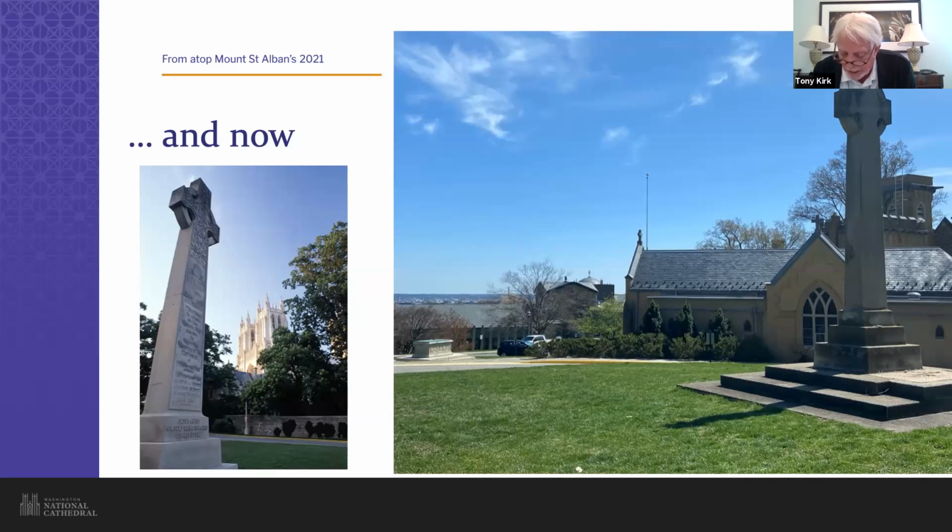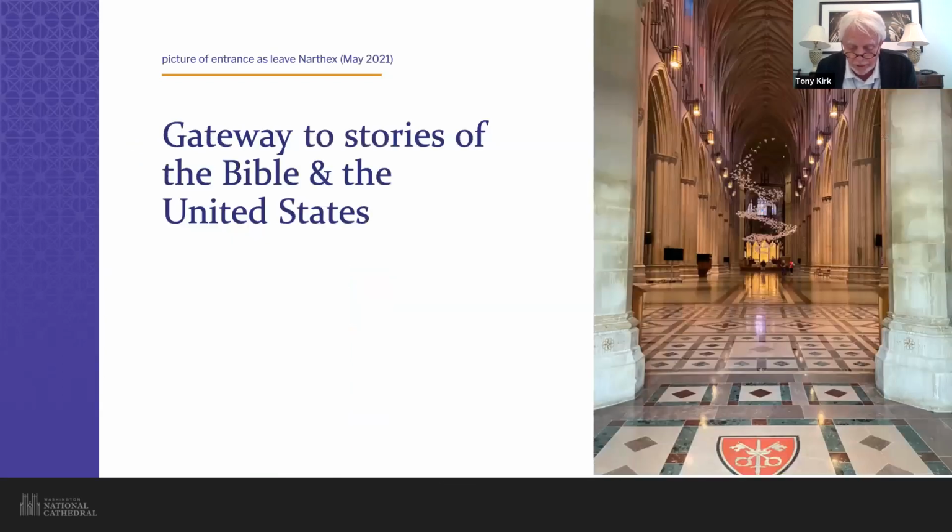And now, as we follow the wall of the Bishop's Garden on the left, we encounter at the cathedral a gateway to the stories of the Bible and the United States. We can appreciate the key characteristics of Gothic architecture. Achievement of great height, 104 feet from the floor to the nave's ribbed vaulted ceiling, which could accommodate a 10-story building.